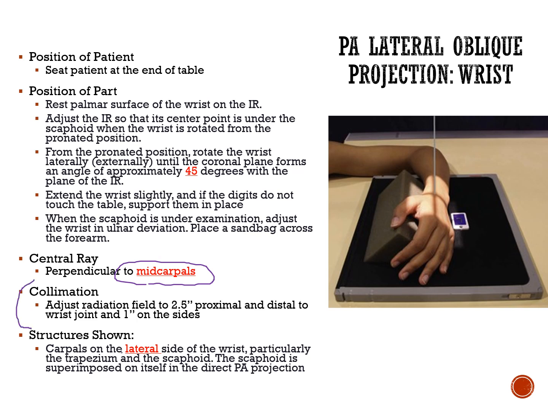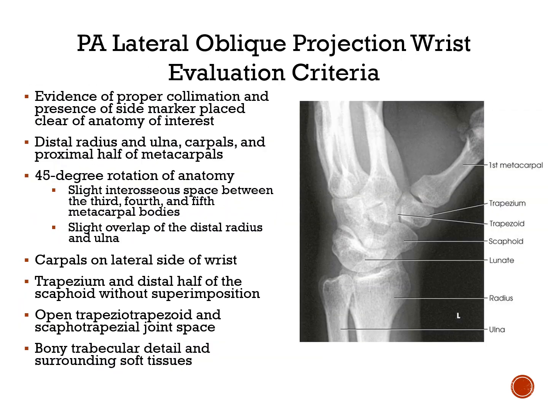And we're going to see the carpals on the lateral side of the wrist. Specifically, those bones on the lateral side, those carpals, are the trapezium and the scaphoid. The scaphoid is really important because it's the most commonly fractured carpal bone, and that's why it's so important to see. So here we go. There is superimposition of the scaphoid, but we can visualize it. So there's the scaphoid visualized here, and then we can also see the trapezium visualized here.